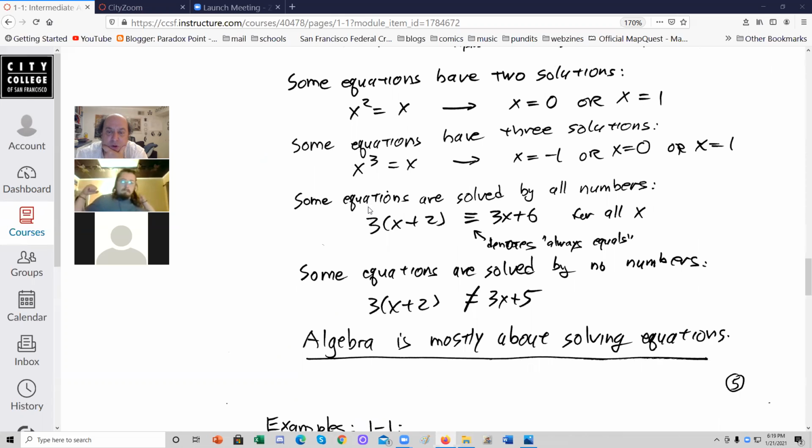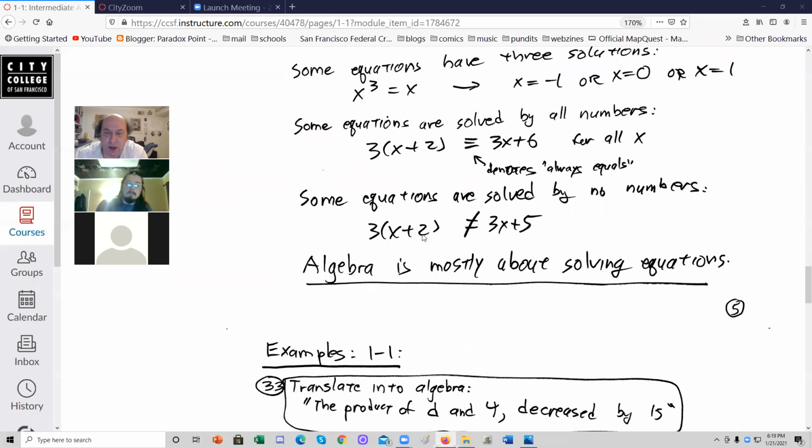Here's an equation that's true for all numbers. 3 times (x plus 2) equals 3x plus 6. This is true for any value of x. We denote such a thing, an identity it's called, by putting 3 lines instead of 2. So it's sort of like a strong equation. They're not only equal, they're always equal for any x.